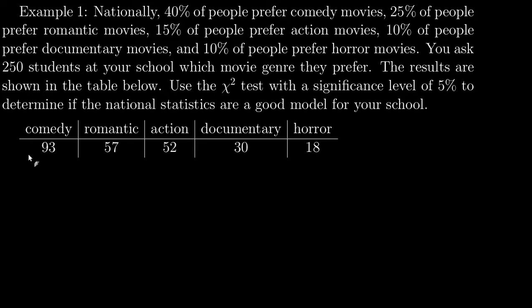So we've already collected the data. It's right here. Now I need to find the expected. So this is the observed. These are the observed values.